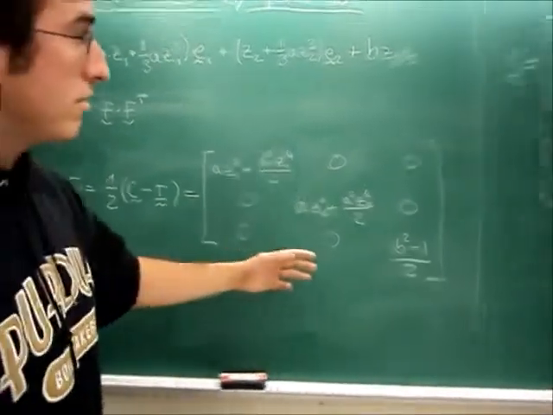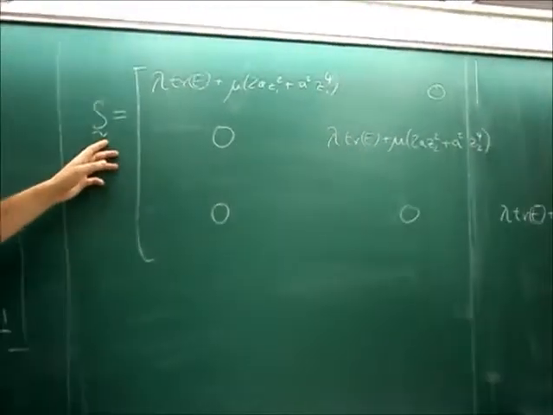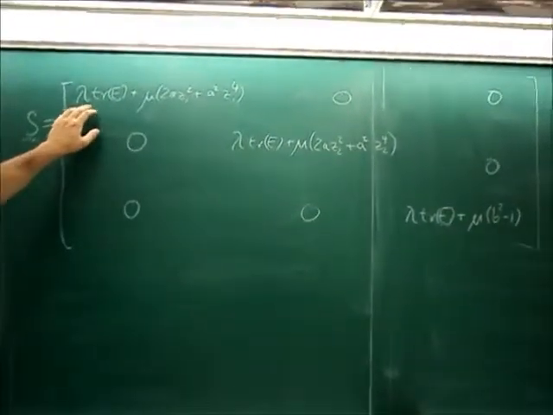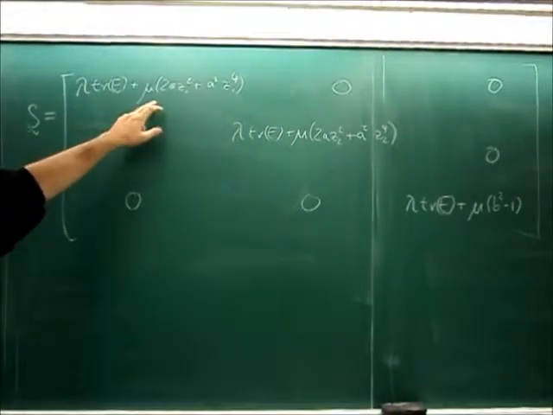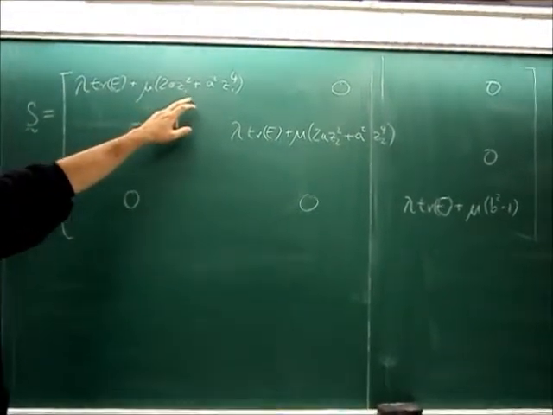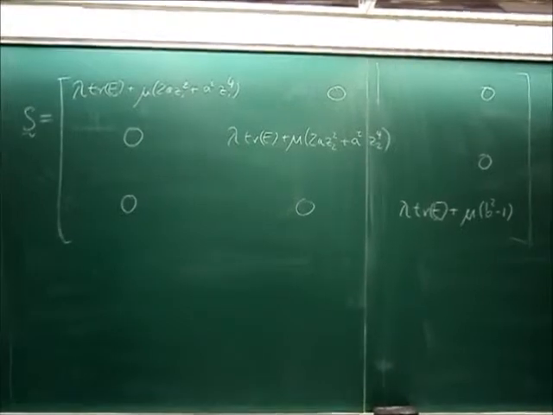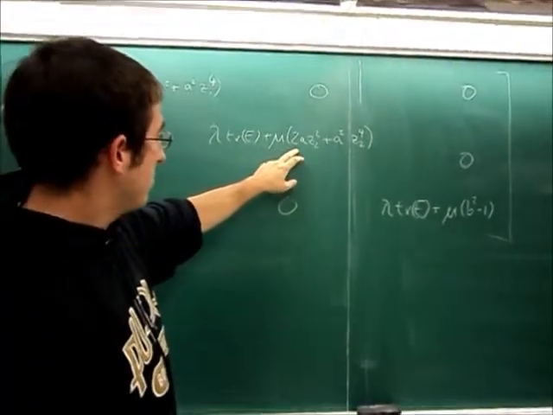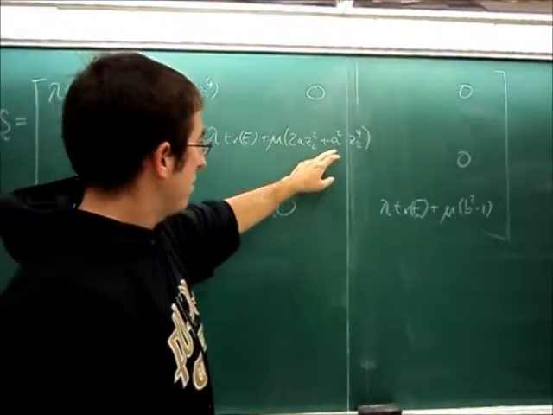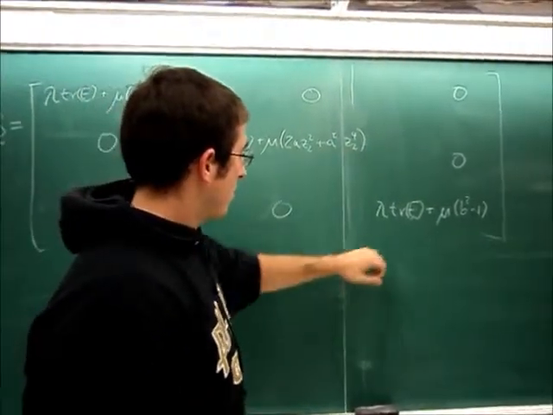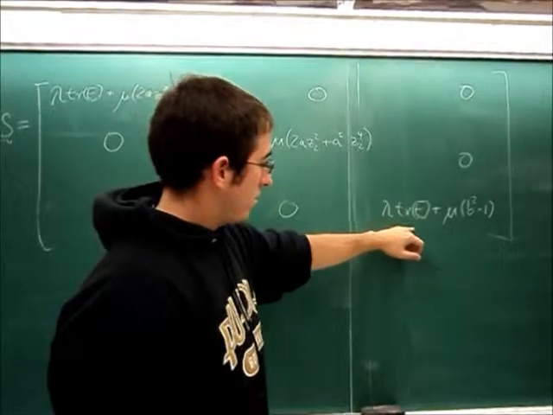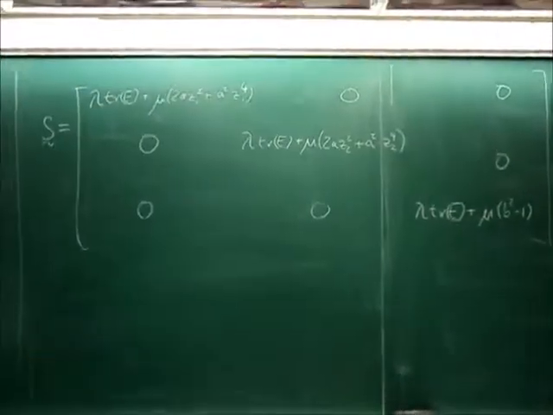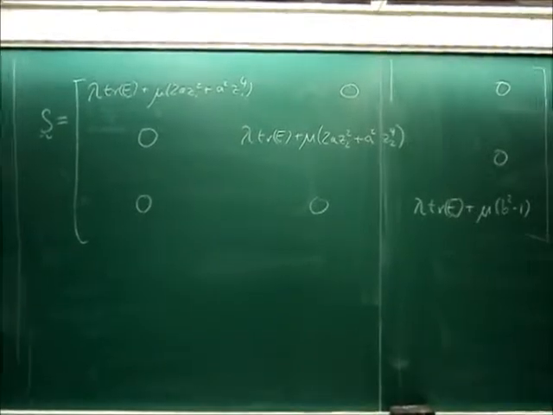But again, our stress tensor would be using the same formula as before. We'd have lambda times the trace of E plus mu times 2A Z1 squared plus A squared Z1 to the fourth, lambda times the trace of E plus mu times 2A Z2 squared plus A squared Z2 to the fourth, and then lambda times the trace of E plus mu times B squared minus 1, which again is much more complicated.